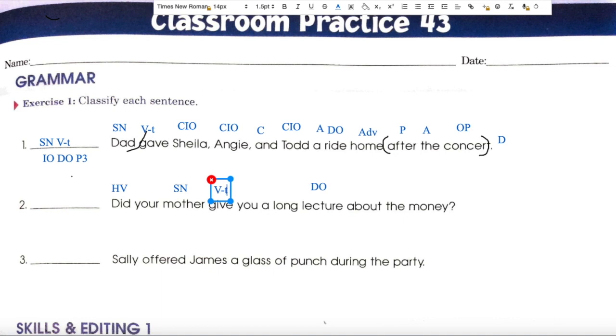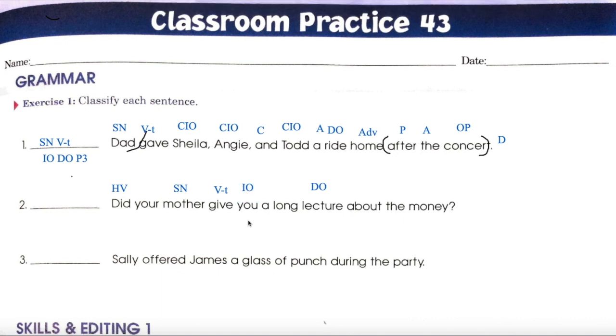To whom? That question should sound familiar. It's an indirect object question. To whom? To you. You is the indirect object. We know that because it answers the question to whom. It's in between the verb transitive and the direct object. Also, it is a noun / pronoun. All right, so we identified our indirect object.